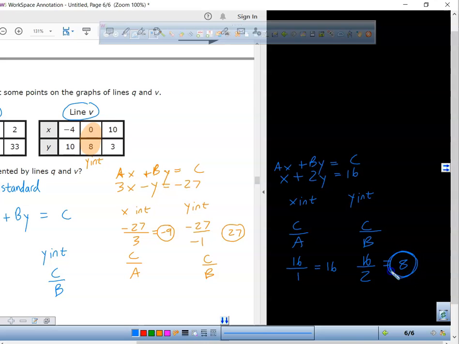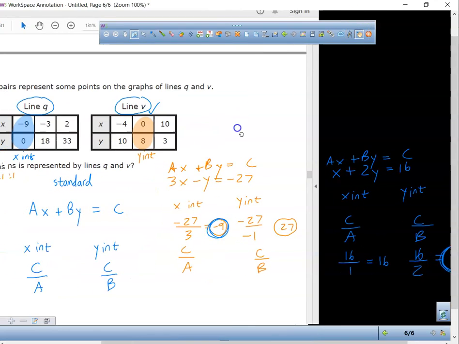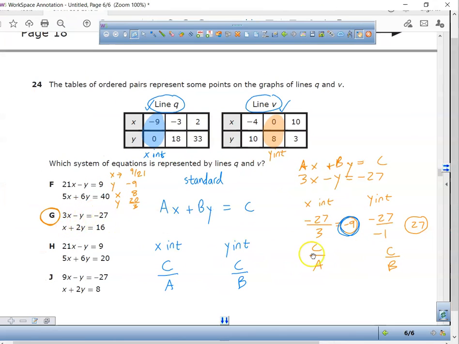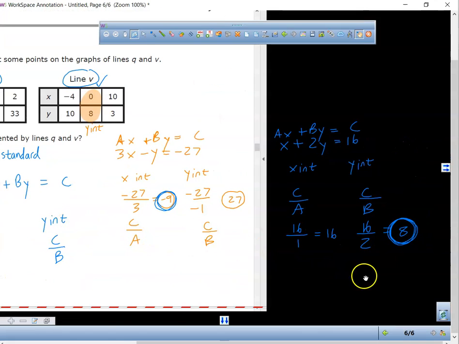Remember what I said: we had to find a y-intercept at an 8, and we had to find an x-intercept at -9. Those were the only ones that matched, and I just scanned it in my head. C over A and C over B. So that works there. I don't have to change anything to slope-intercept form, okay? So that's why answer choice G is the correct answer. You got to know C over A and C over B.